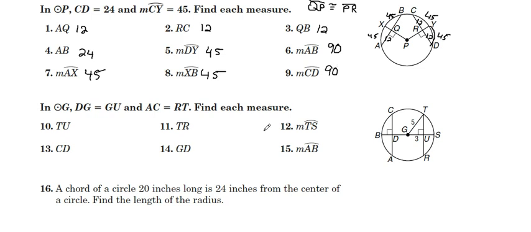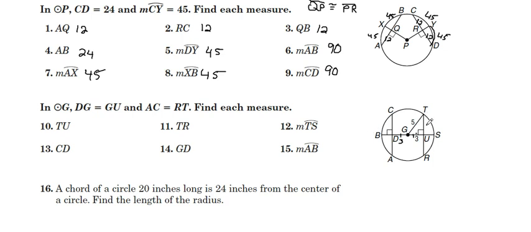For number 10 through 15, we're looking at this picture here, where they tell us that DG is congruent to GU right here, so DG is also 3. AC is equal to RT. Alright, so this chord is equal to RT right here. Find each measure. Okay, first we're going to talk about TU.